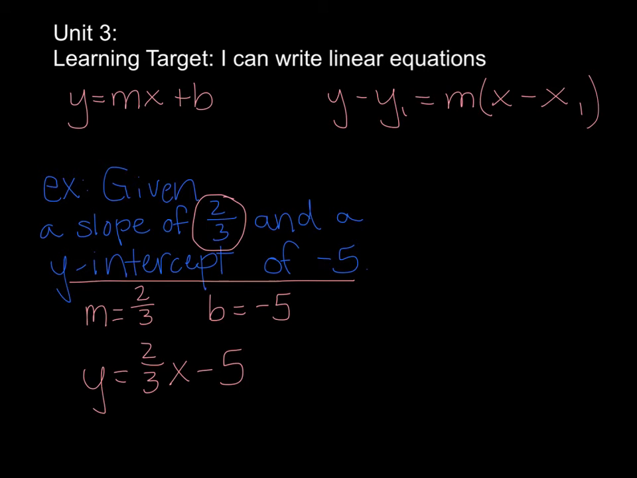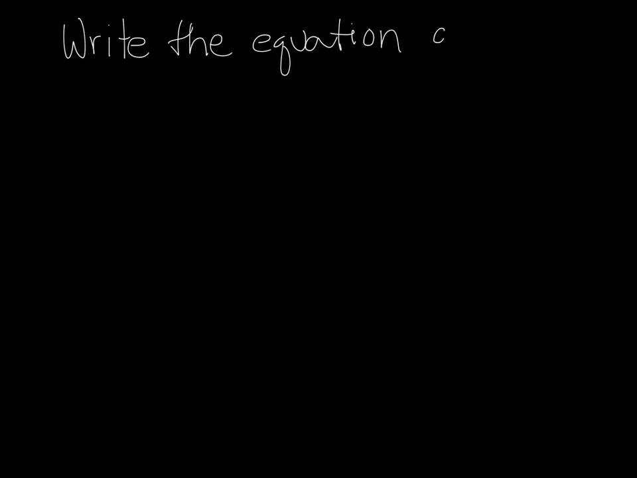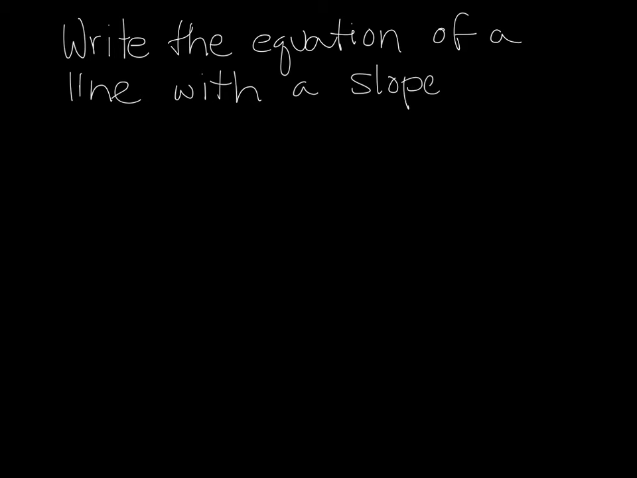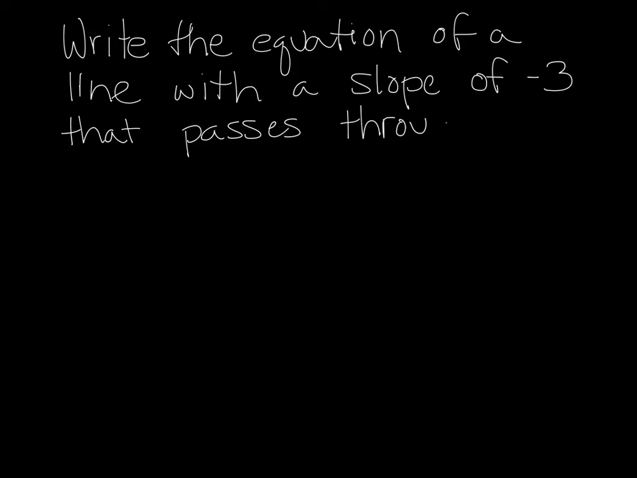If you need time, feel free to pause the video. Otherwise, I'm going to go on to another example. So let's say this time I ask you to write the equation of a line with a slope of -3 that passes through (8, -2).